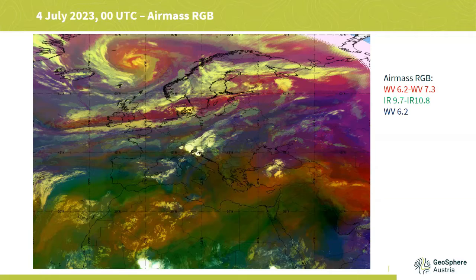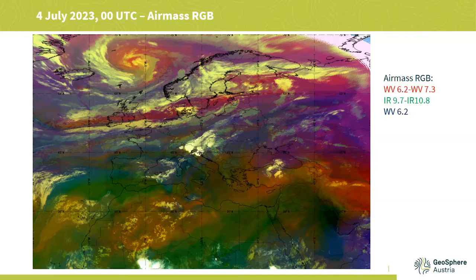This is all due to the ozone content of the air mass, and this is due to the ozone channel, this IR 9.7. And if the air mass is ozone rich, then you have nearly no contribution from this green channel and more bluish purplish colors. And if the air mass is ozone poor, like in tropical regions, then you have a large contribution from the green channel. That's the theory behind it.